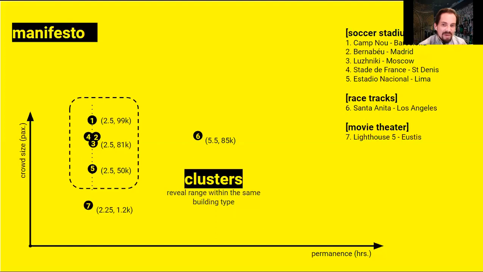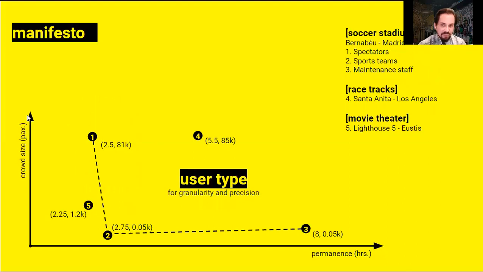Notice how the 3 middle stadiums have the same crowd size, while Camp Nou branches off, marking the high range, and the Estadio Nacional a lower range. They are all aligned along the x-axis value of permanence, since the duration of a soccer match remains unchanged. Another way in which this method of mapping is useful is how it allows for granularity and detail.